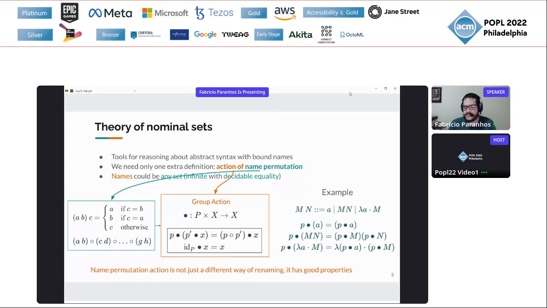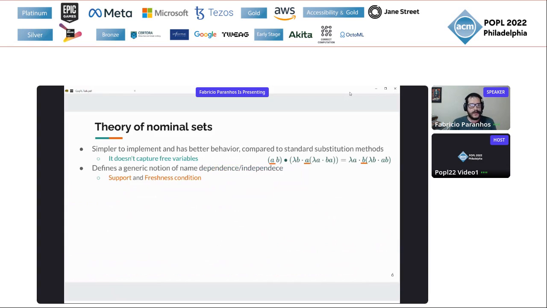But this is just a different way of doing the renaming, and it has really good properties. It's really simpler to implement and has better behavior compared to the standard substitution methods. The better behavior we're really interested in is that the action of name permutation doesn't capture free variables. Here is one example to the side. But more importantly, it defines a generic notion of name dependence and independence, which we will call support and freshness conditions.